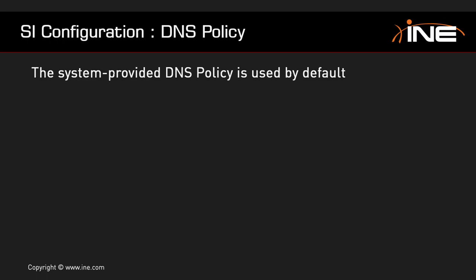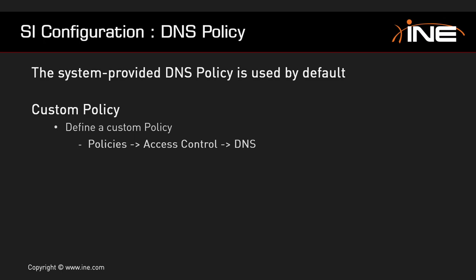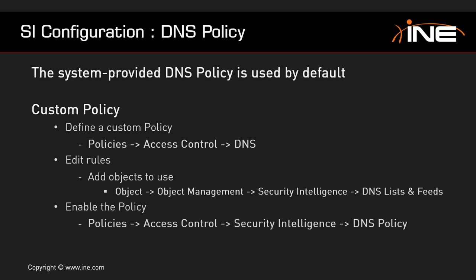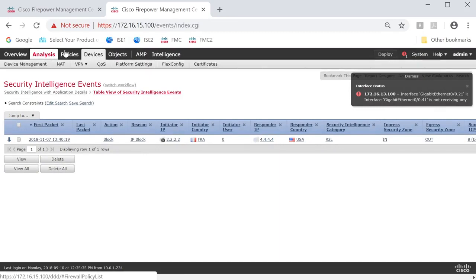Security intelligence is by default using a system-provided DNS policy. We can customize this policy or we can build a custom one. If you want to build a custom policy, we'll have to go to access control, then select DNS policy, configure our rules, and finally activate this policy in the ACP. So maybe let's quickly take a look at this. Let's start with policies, access control, DNS.